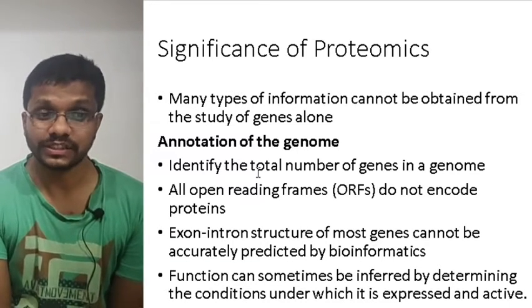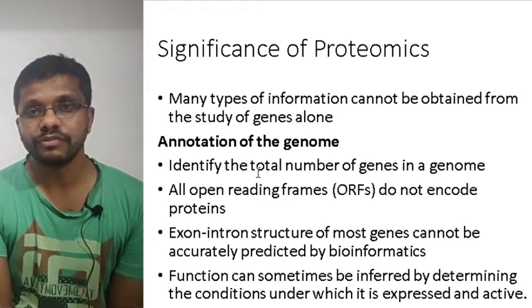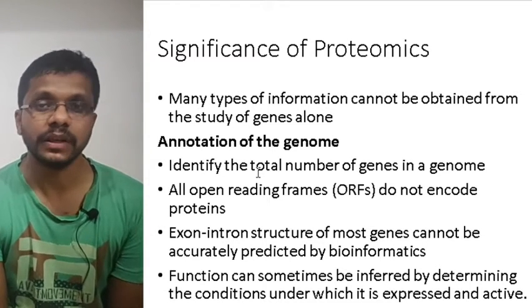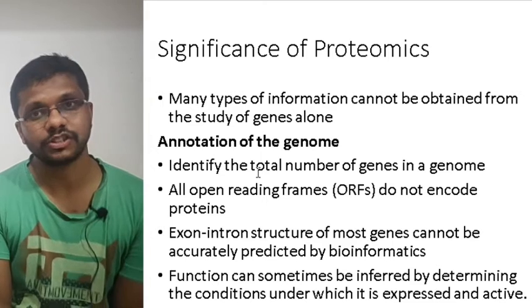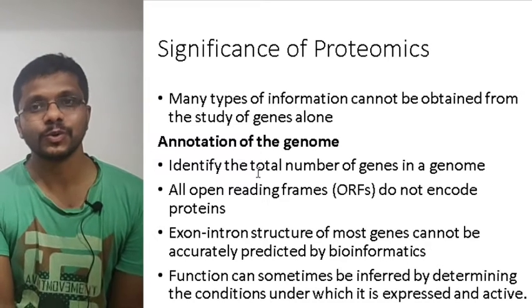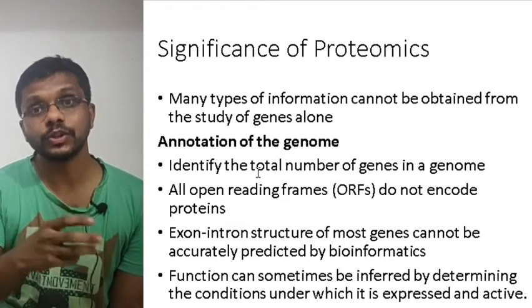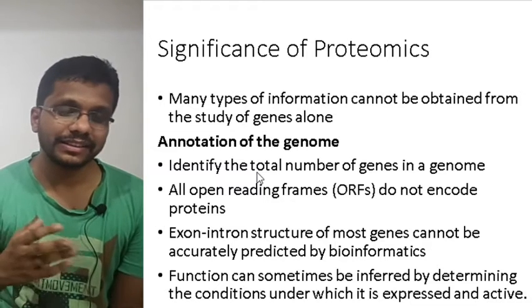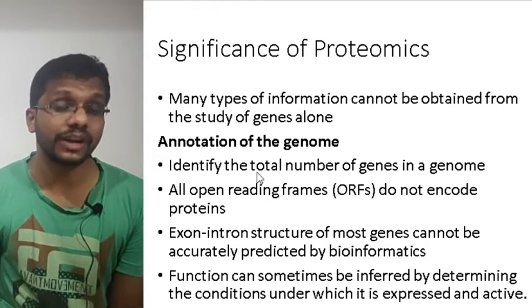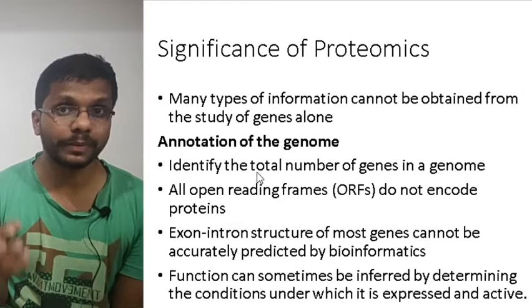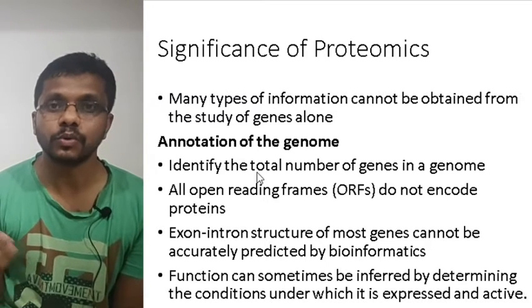First one is annotation of the genome. How do we find the function of a part of the genome? Most of the functions of the genome are actually based on the functions of the proteins. So in order to annotate the genome, we should know the function of the protein. And the complication in knowing the function of a protein is that not all the open reading frames in a genome code for a protein.